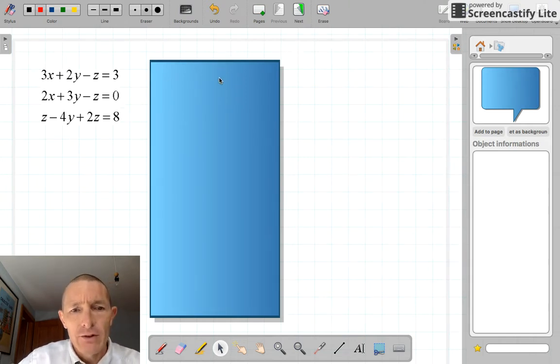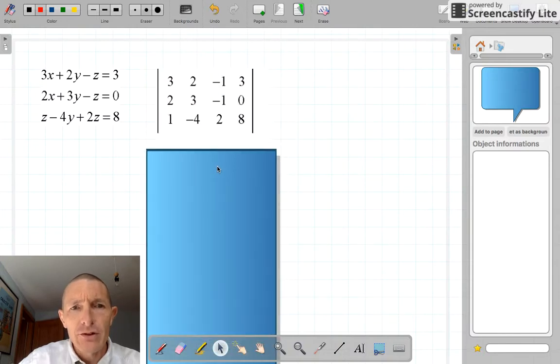So the first thing I'm going to do is write those equations out, but taking off the x, the y, and the z, and then just putting the answer in there. So we've got a row there and a row there, which is 2, 3, minus 1, and so on.